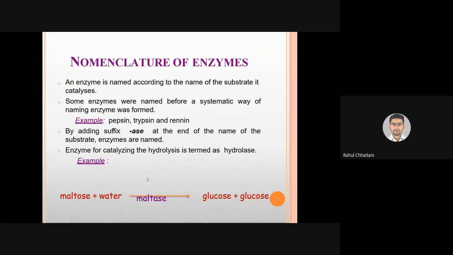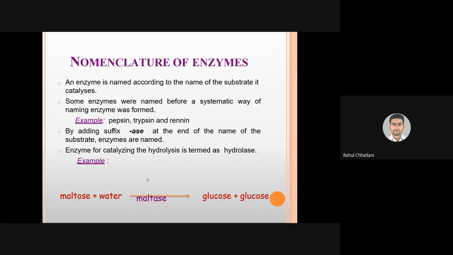Nomenclature, as we already know, you add ASE at the end, no matter what the process is, and depending on that there will be the name. So maltose plus water, maltase. Yes, that will be the enzyme. Lactose, if it is degradation of lactose, it will be lactase.